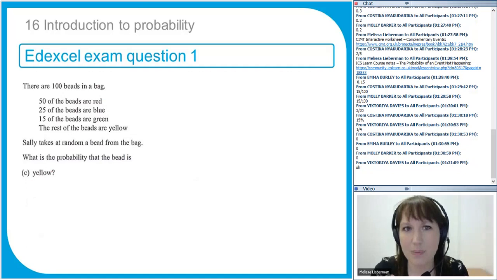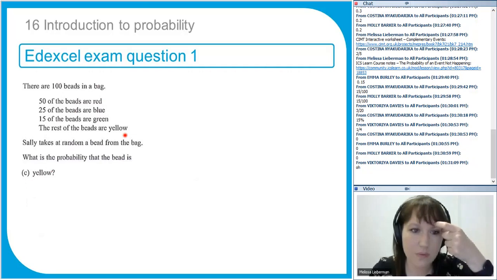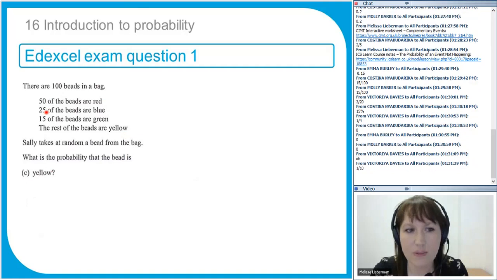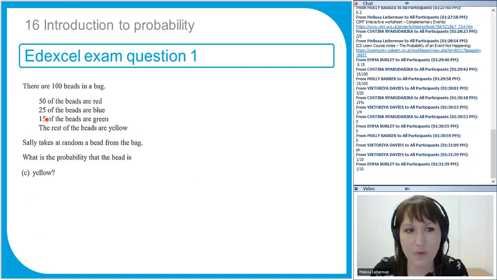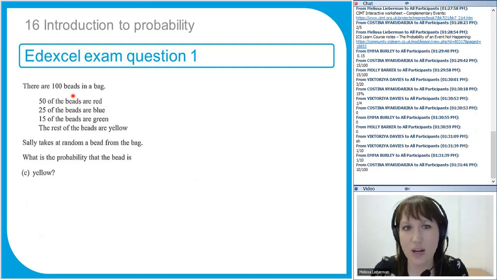How about part C, which is yellow? So we have to do a little bit of a sum here because we are not told the number of yellows. We need to add these numbers together. So 25 and 15 is 40, plus 50 is 90. From 100, 100 subtract 90 is 10. 10 out of 100. So lots of different ways that we could write this. 10 over 100, 1/10, 0.1, 10%.